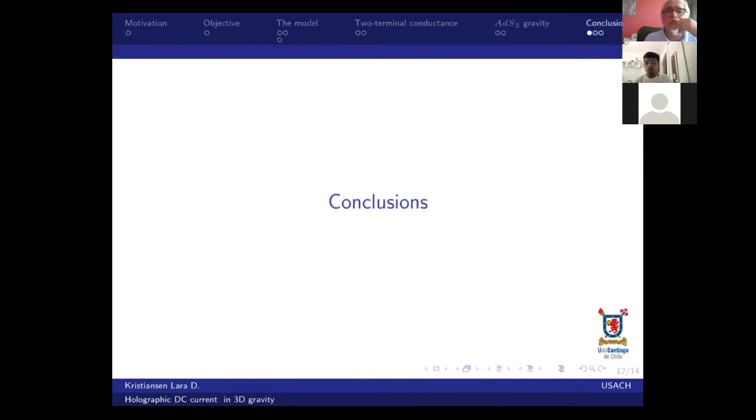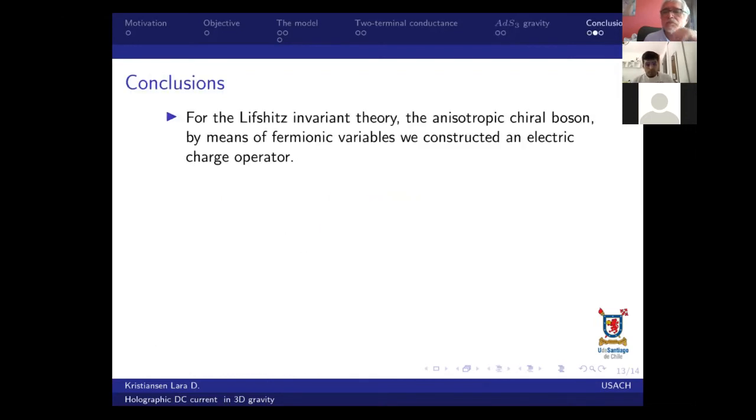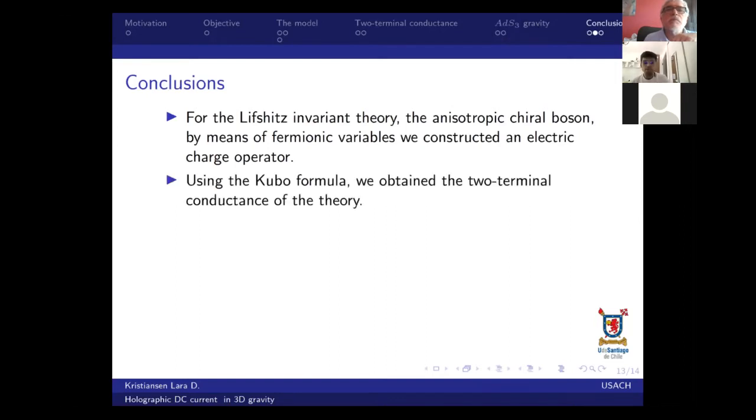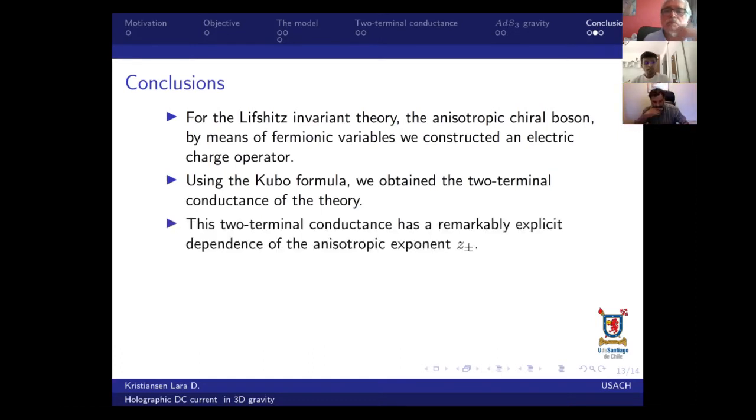So let me conclude. For the Lifshitz invariant theory, the anisotropic chiral boson theory, by means of fermionic variables, we constructed an electric charge operator. We used the Kubo formula. We obtained a two-terminal conductance of the theory that has an explicit dependence on the anisotropic exponent Z. This two-terminal conductance has a remarkably explicit, as I said, dependence on the anisotropic exponent Z.